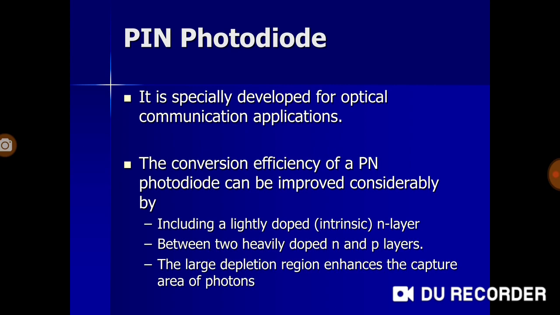But here, since the capture area is increasing because the depletion region is being expanded due to the intrinsic layer that has been sandwiched between the N and P layer, the entire depletion region becomes so large that there is very less probability that some of the light wouldn't be falling onto it and will not be converted. So the conversion efficiency is increasing in the PIN photodiode as compared to the PN photodiode.